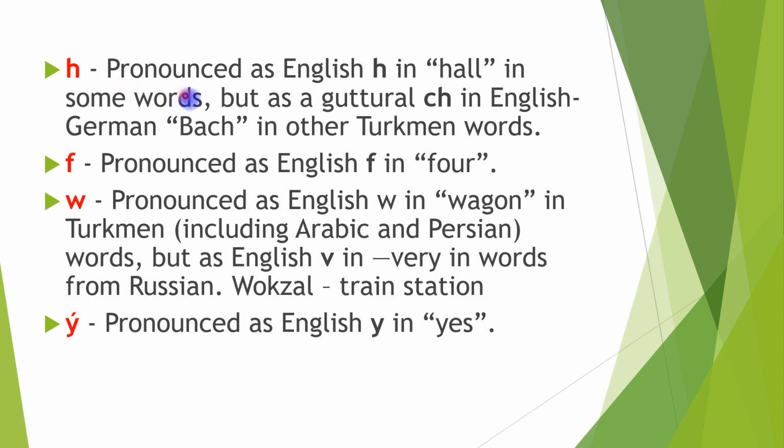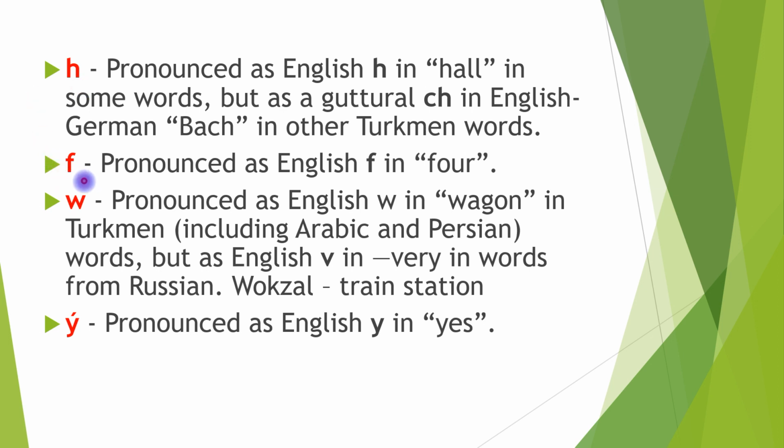It's the same as an English H in whole in some words, but as a guttural ch in German Bach in other Turkmen words. So this is h. Just making it simple, we can say it's a h. I know that in the Arabic language they have three types of h, like ha, h, and ha, maybe. So forgive me if I don't produce it correctly, but we just say h. That's all. We don't have three h, we have one h, and that's all.